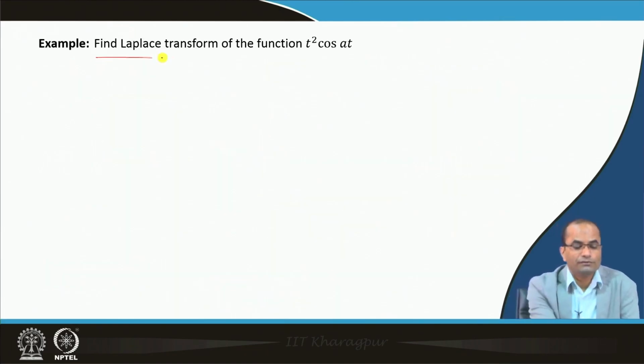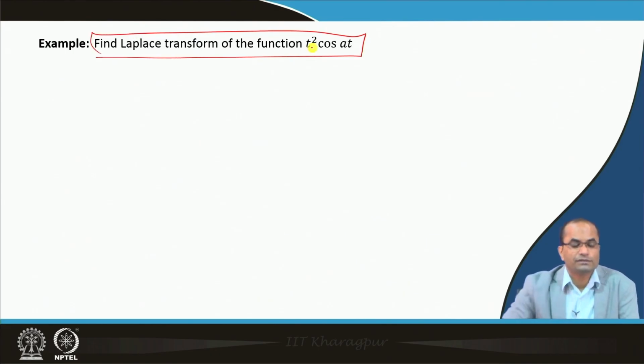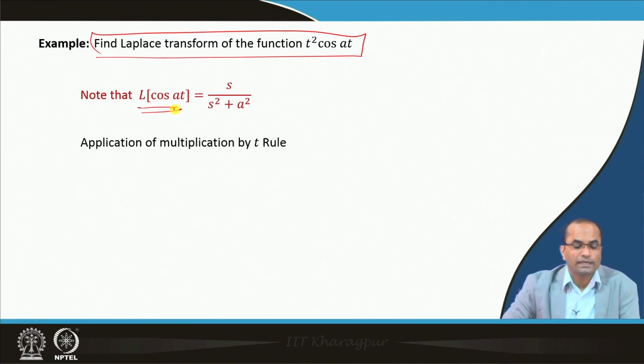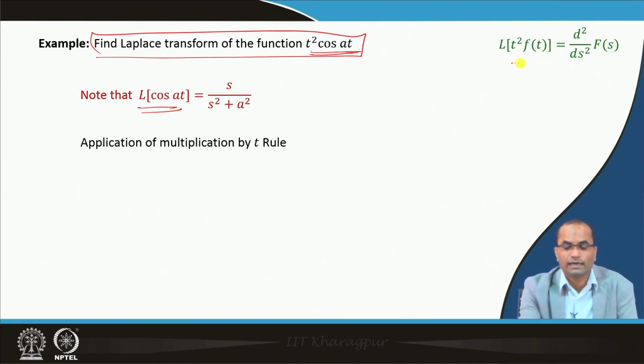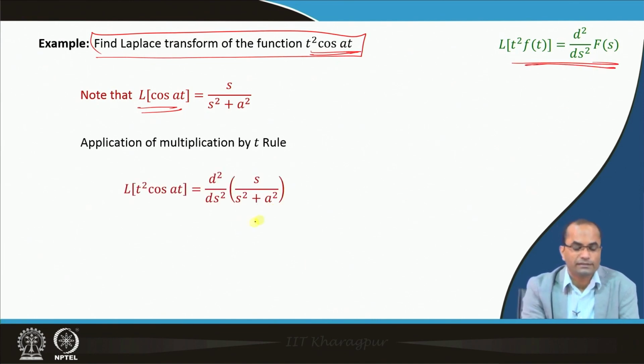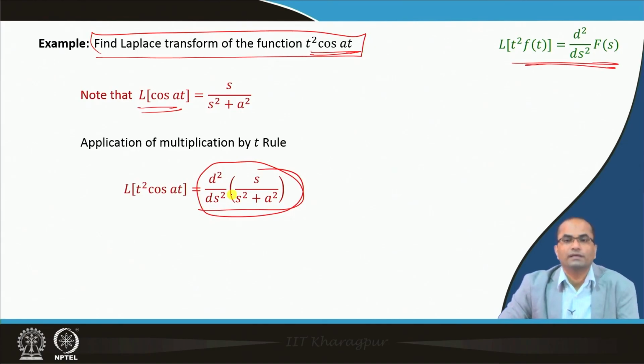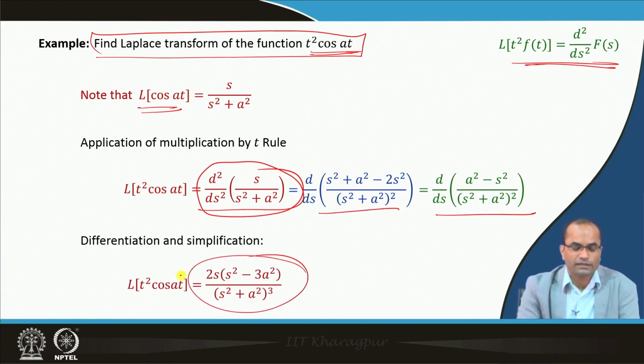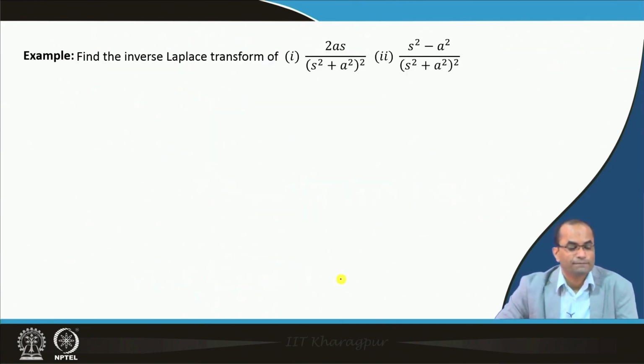Here we want to find the Laplace transform, for instance, of t square cos at. We know the Laplace transform of cos at, and then we apply this rule 2 times, or directly d square F over ds square. So, we just have to get the derivative of s over s square plus a square, which is simple, 2 times. On simplification we will get 2 s cube minus 3 a square s divided by s square plus a square power 3.